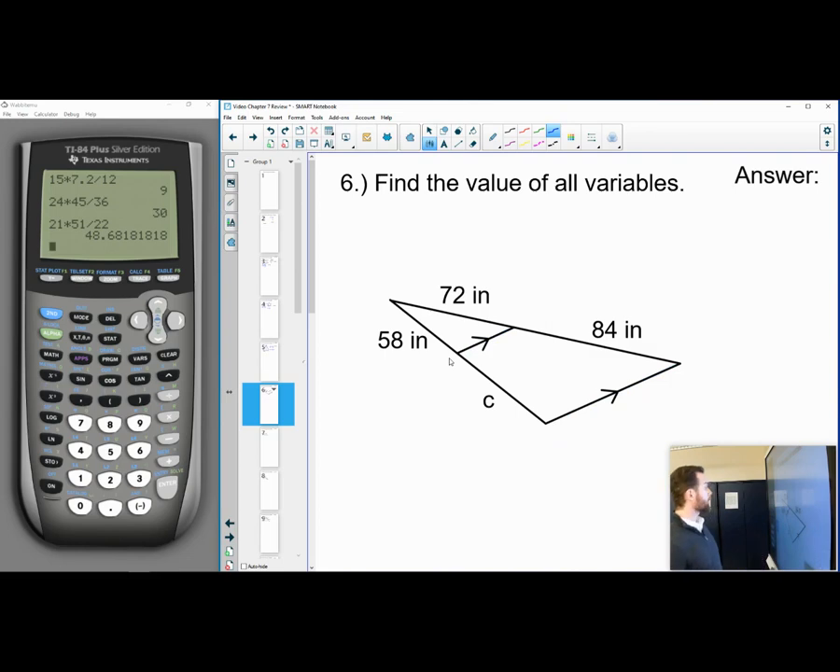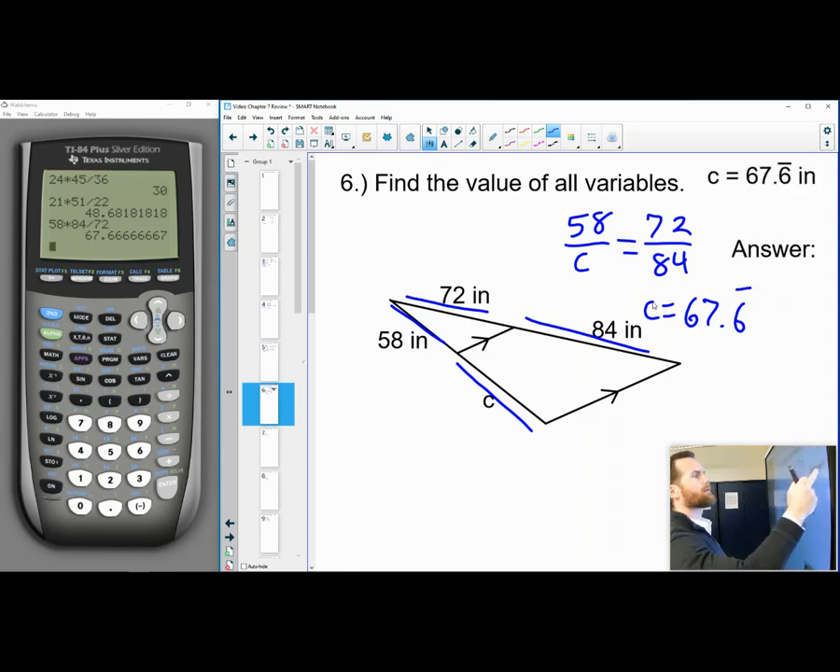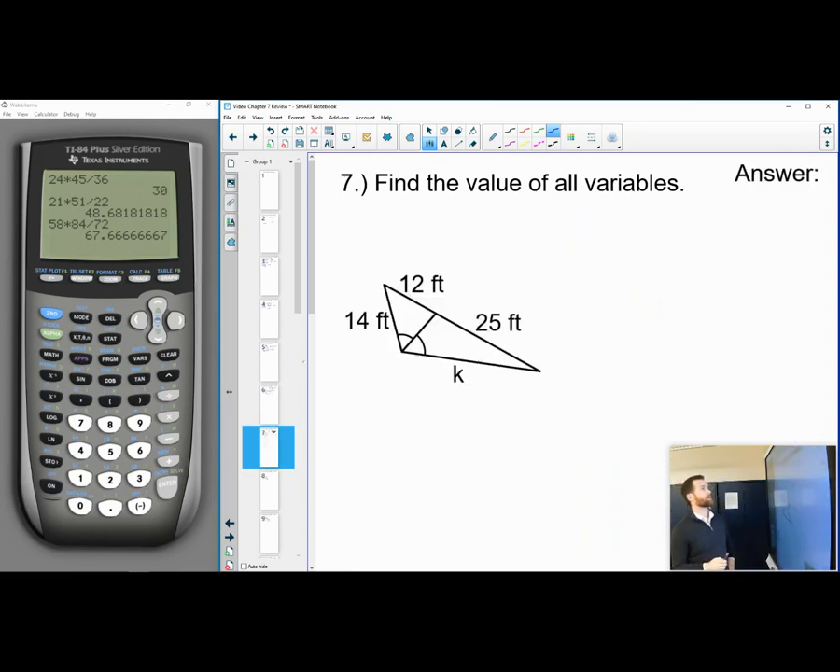But here we're not. So we can just go 58 to C equals 72 to 84. That's one way to do it. Not the only way, but it's the way I'm doing it right now. And then we cross multiply 58 times 84. Divide that by the third number, which is 72. And we get 67.6 repeating. And we're right. Excellent.